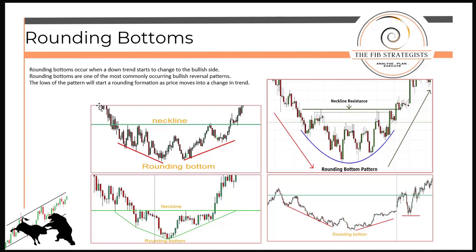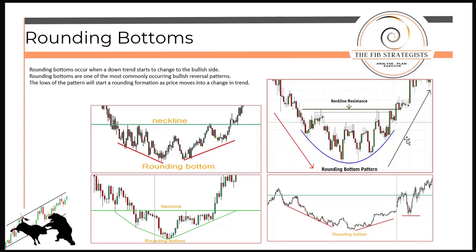Here we can see that there is a downtrend and price retraced to form a resistance area, and as price moved it started to form a rounding formation as you align the lows of price action. The moment the neckline is broken, you can place your trade, and in this case your stop loss would be on the previous low.